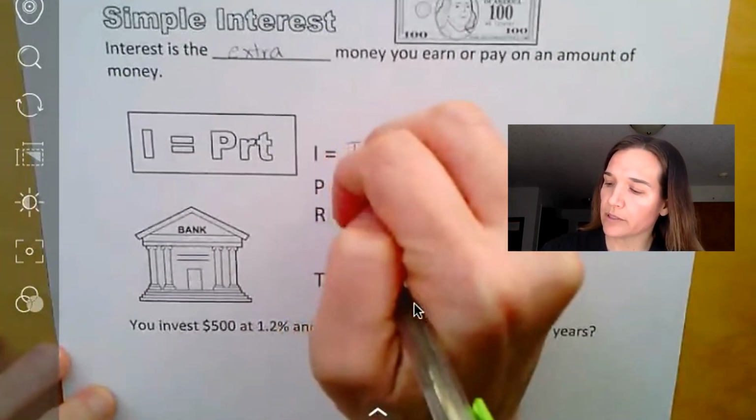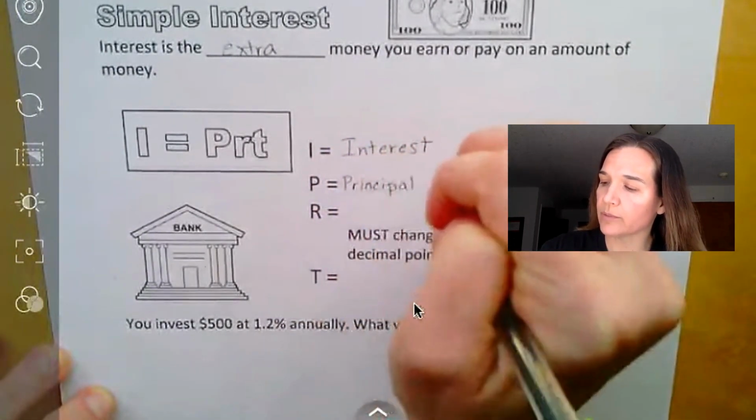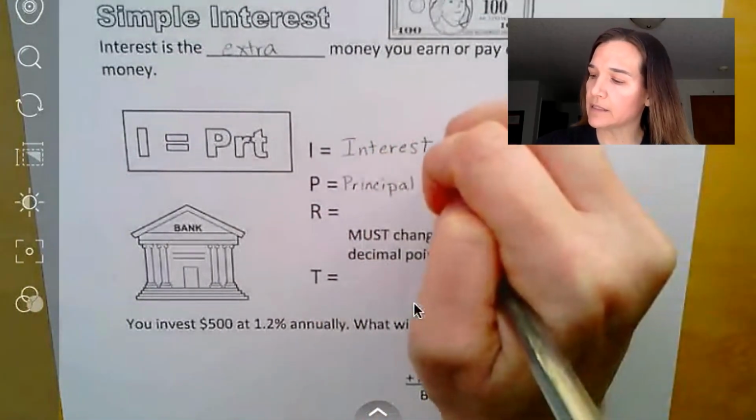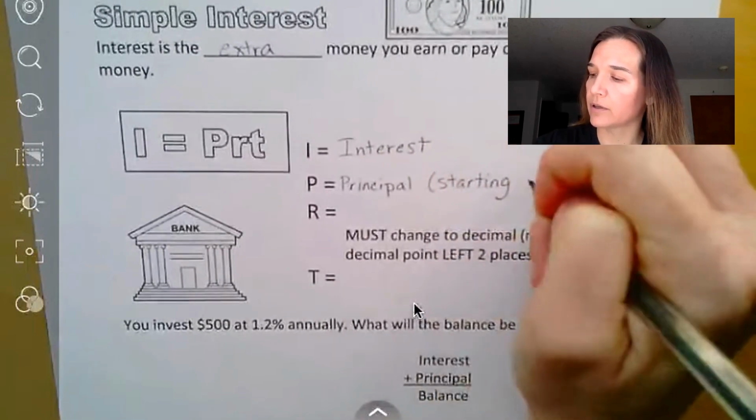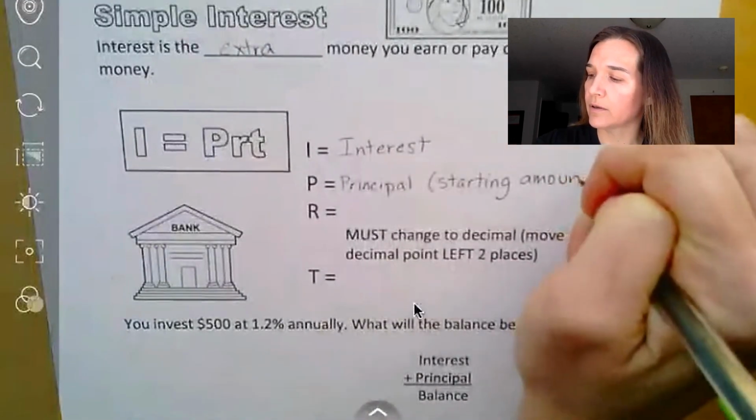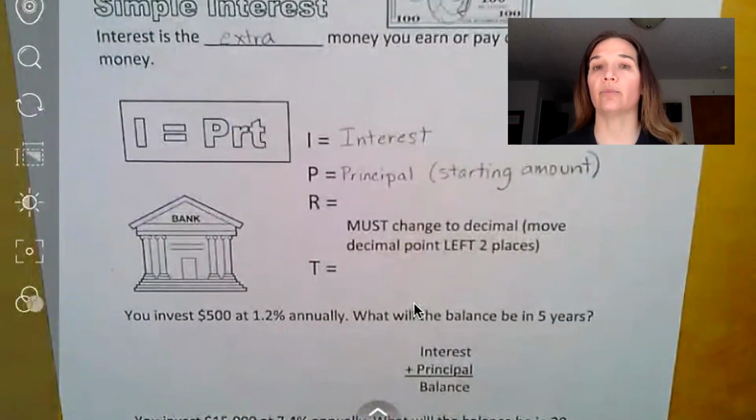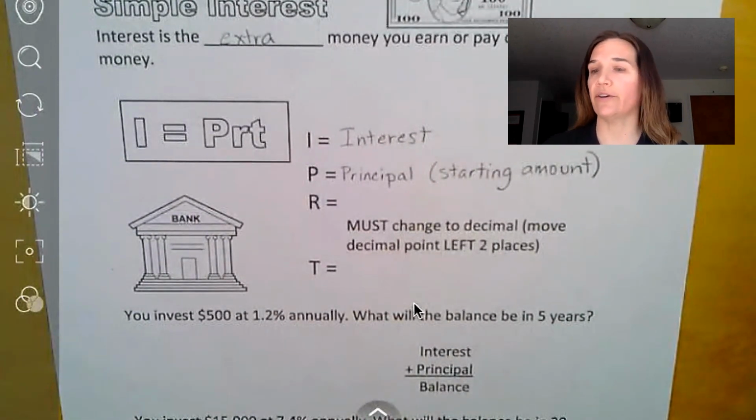P stands for principal. And principal is spelled like the principal of a school. What it means is it's just the starting amount that you have. For example, if you borrow $2,000, your principal is the $2,000. If you open up a bank account and put $50 in, your principal is the $50.